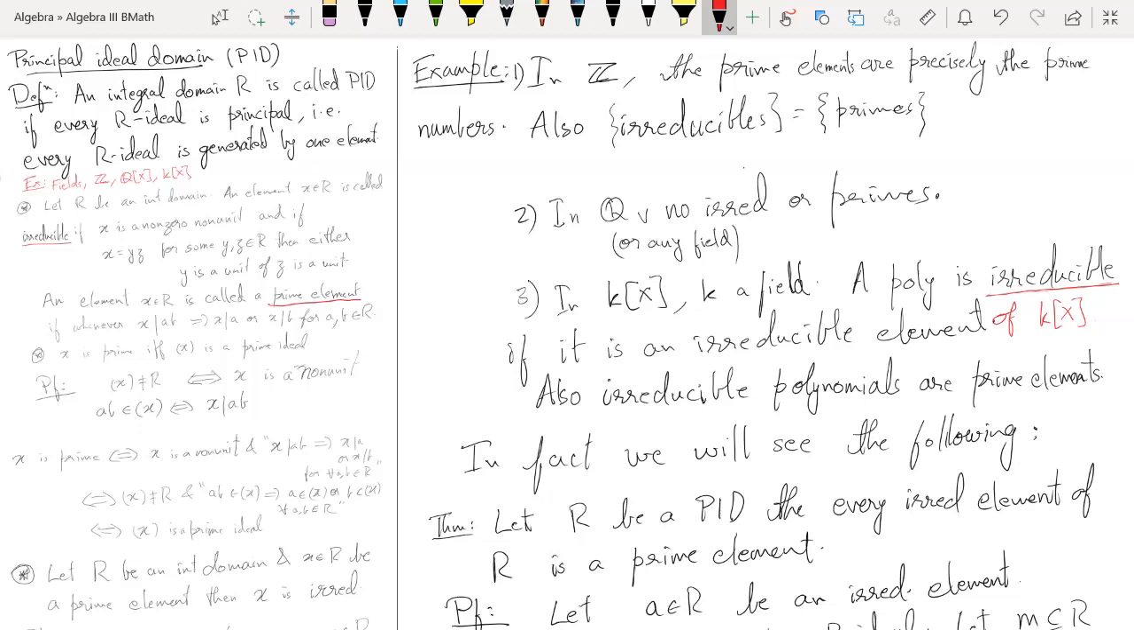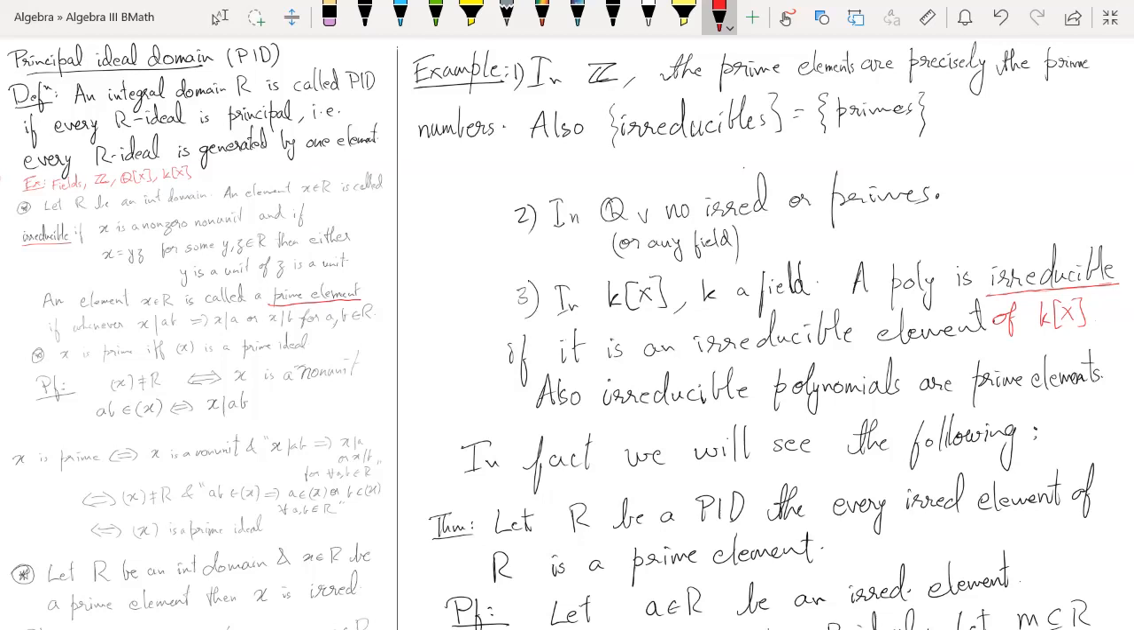So we already saw that every prime element is irreducible, and in integers we saw that primes and irreducibles are the same. Similarly in K[x], we already know that every prime element is going to be irreducible, but in fact the other way is also true. All irreducible polynomials are prime elements. So in K[x] also, the set of prime elements and the set of irreducible elements are the same.